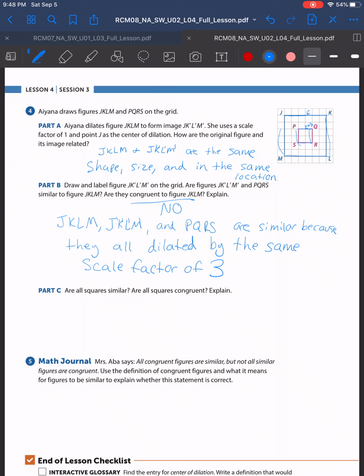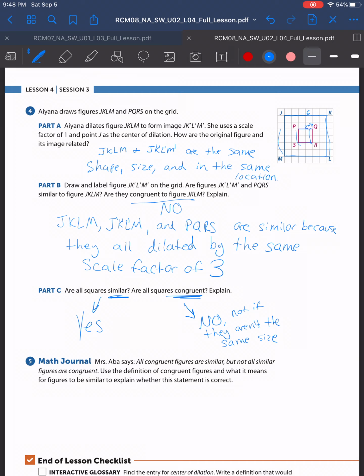Are all squares similar? Are all squares congruent? Like, no matter what. If you were to take a square and just keep shrinking it, keep shrinking it, they will always be similar. So are all squares similar? Yes. But are they all congruent? No, because if they're congruent, that means they had to be the same shape and the same size. So no, not if they're not the same size.